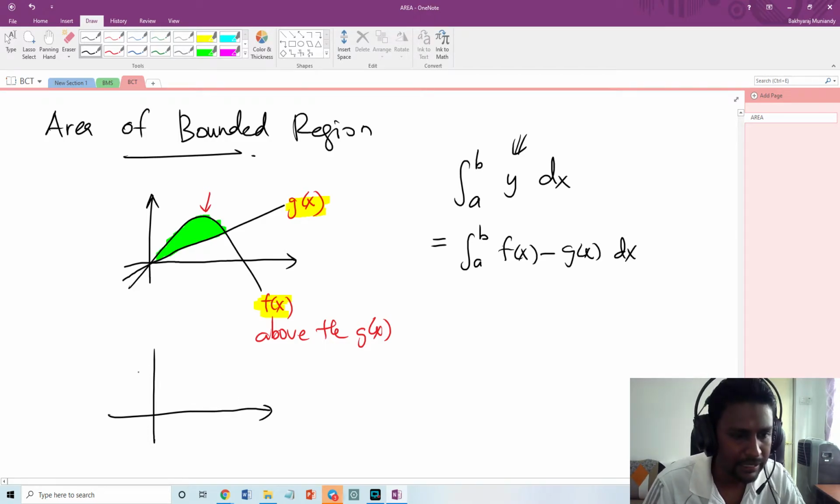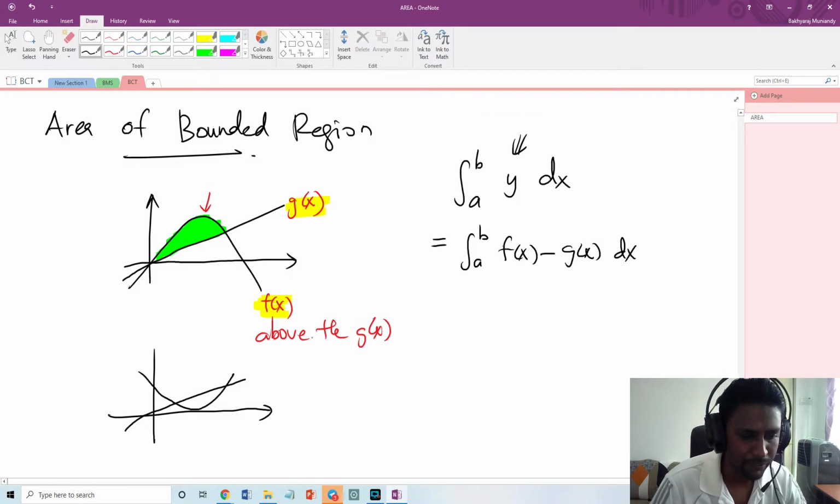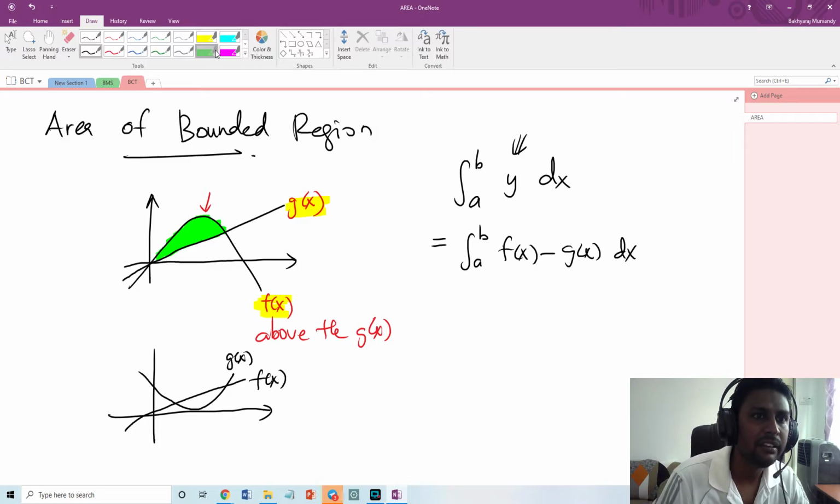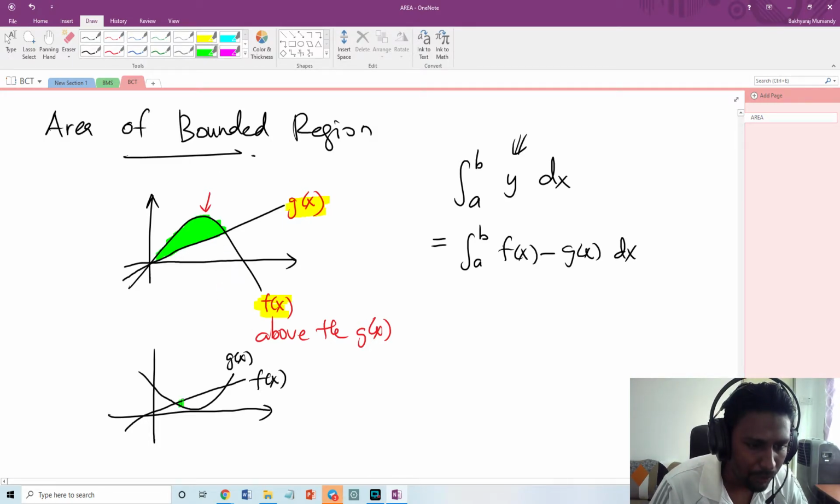Okay, so let's say I give you something like this. This one looks beautiful. This one is gx, and this one is fx. Now I want to find this shaded region. I want to find this area.